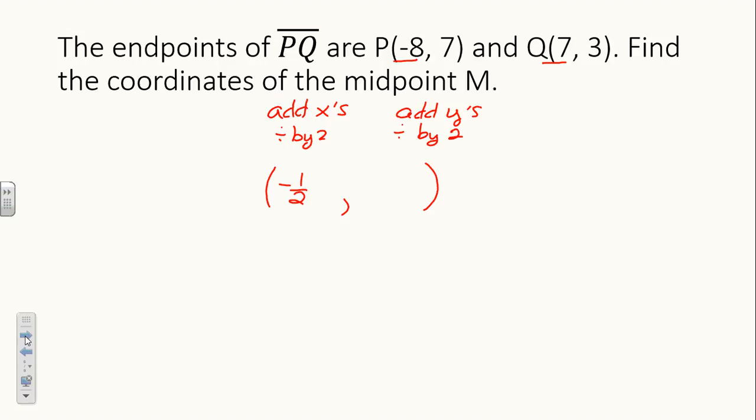Okay? All right. Next step then, we're going to add up our y's. So our y's are the second values, 7 and 3. So when we add 7 and 3, we get 10. And we divide that by 2 and we get 5. Midpoint is a point. Add your x's divided by 2, add your y's divided by 2. Okay? You can handle this, right? Thumbs up if you can do these. Good.